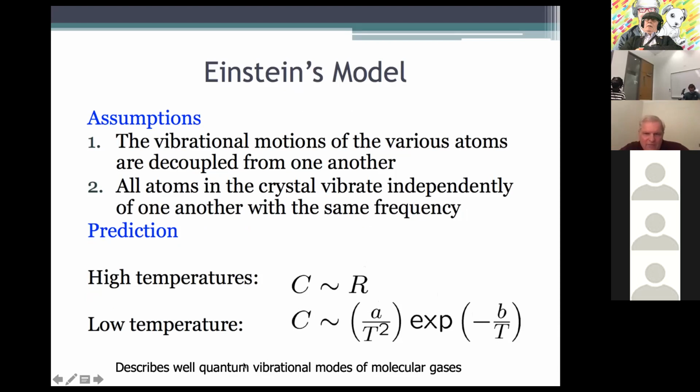Okay, now it's a bit better maybe. So this formula is incorrect. It actually applies to gases, but not to solids. Okay, now what?